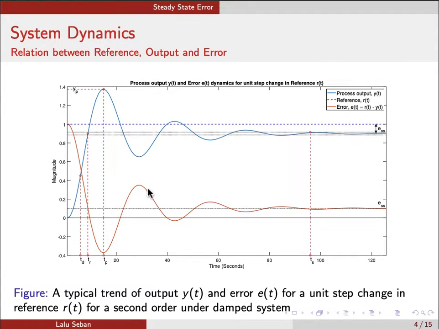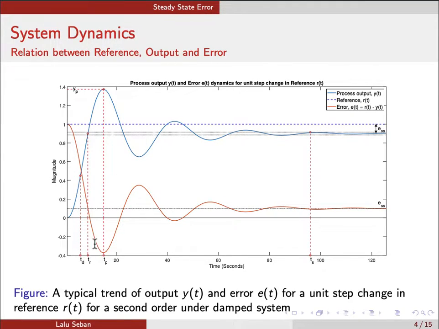Let us see the error dynamics. So error, as we have discussed, is the difference between the set point or the reference and the process output. The reference is the unity signal, a unit step basically. Till time t equal to 0, it will be 0. At time t equal to 0, it will jump to 1. It will remain at 1. Now this is the process output dynamics. So the reference signal r of t minus y of t will give the error dynamics.